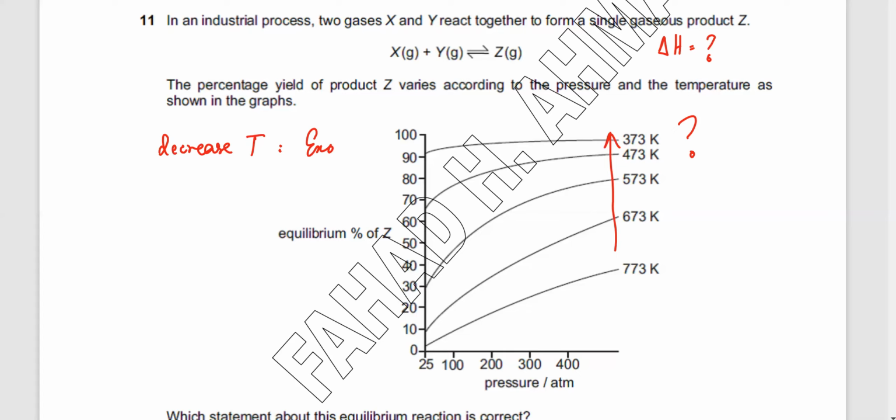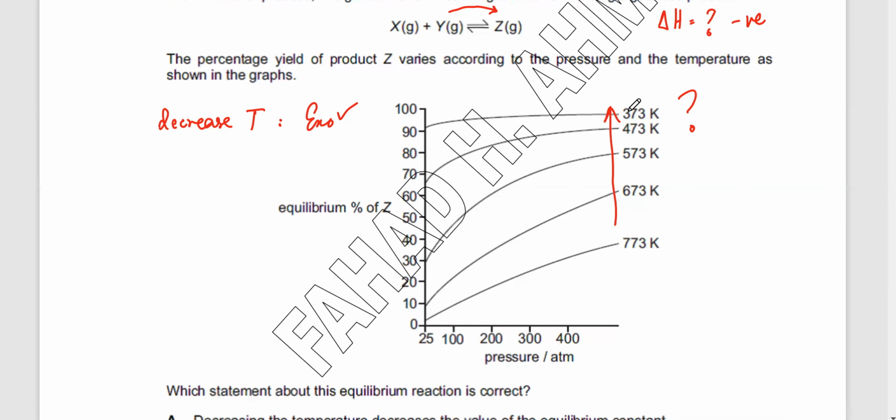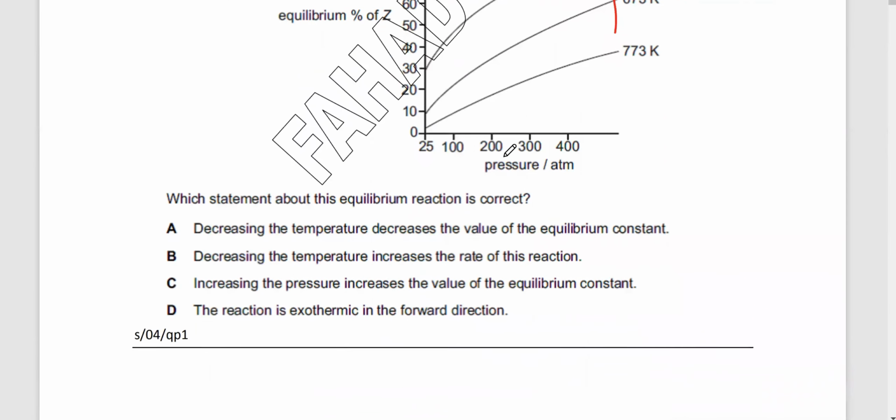So that means if you decrease temperature, the forward is favored, right? So the forward must be the exo reaction. So that's how you figure out that it's probably negative. Did you get this? Yeah. So by looking at the graph, at a lower temperature you get more Z. So that means more products, which means that's the exothermic reaction. So the reaction is exothermic in the forward direction. That's the correct option.